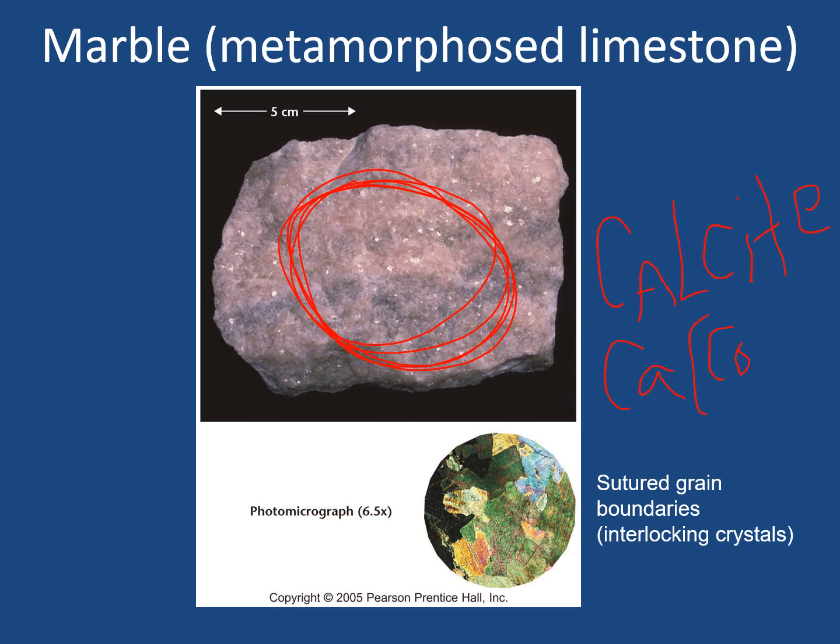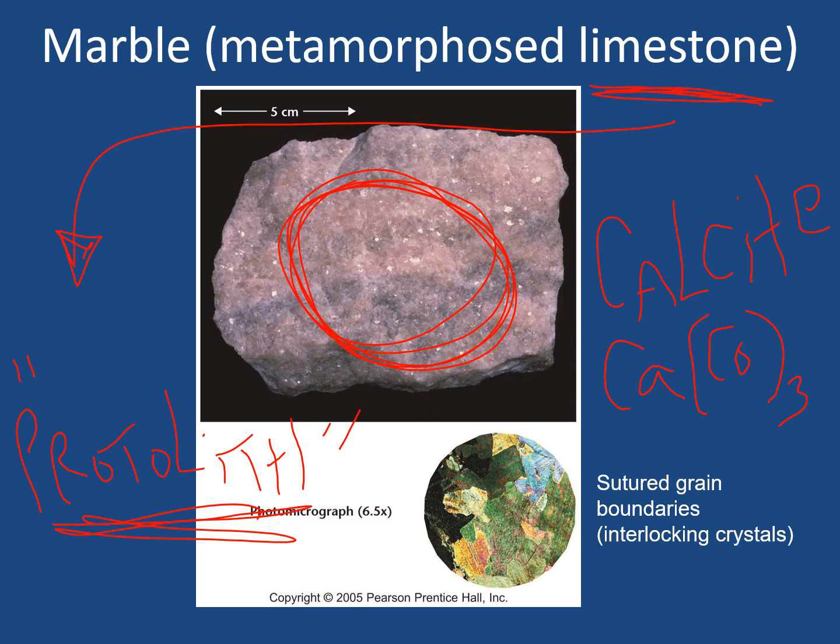CaCO3. And calcite is nothing other than metamorphosed limestone. In this case, the starting rock, limestone, is called the protolith. Think of the protolith as the parent rock that becomes metamorphosed, in this case, into marble. So marble has a limestone protolith, in other words.